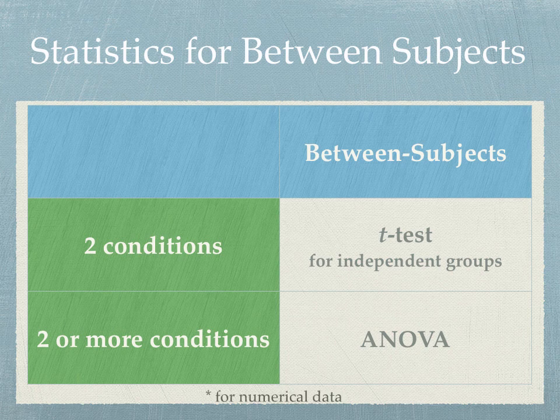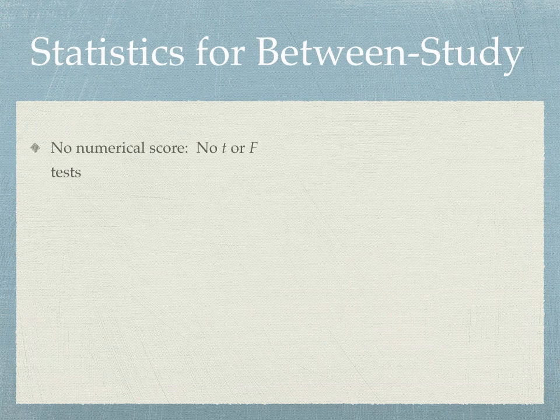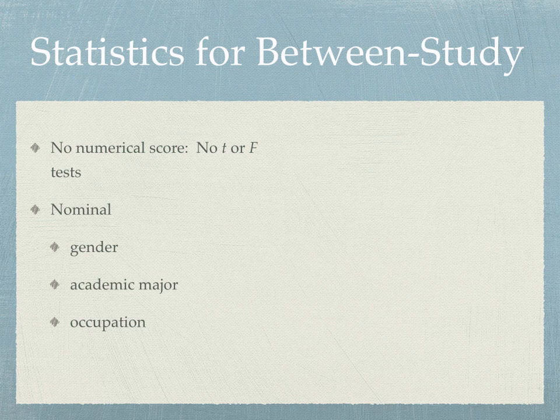Now note, this is only for numerical data. This is only for things that I can calculate an actual mean for. If I can't calculate a mean for it, I'm not going to be able to use either a t-test or an ANOVA, because both of those are essentially looking at the differences between means. So if I don't have a numerical score, if I'm using nominal data, such as gender or academic major or occupation, that's nominal data.